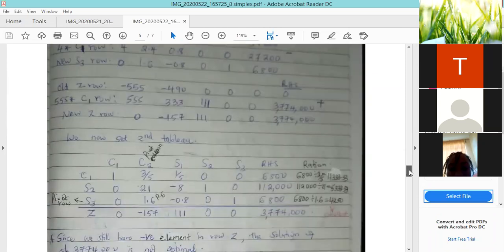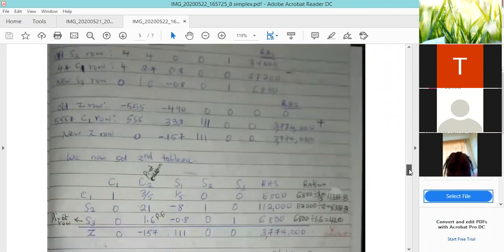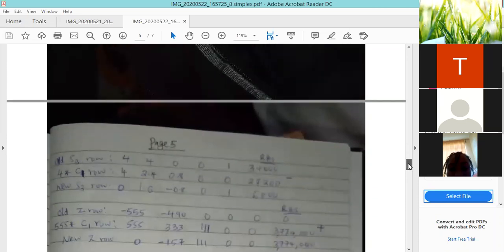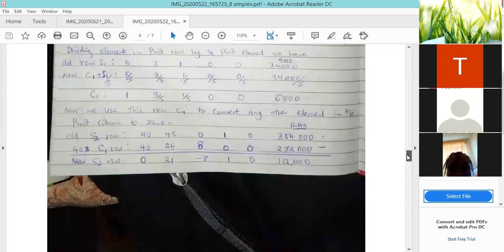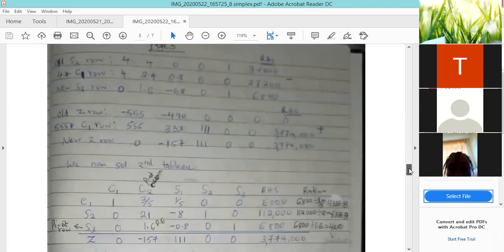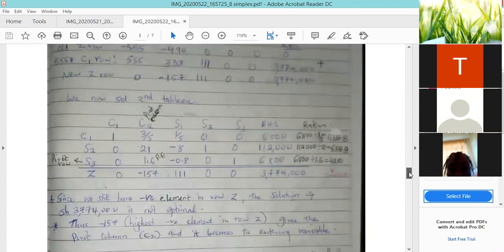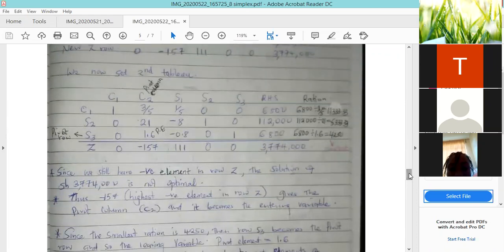And finally, I'll have converted all the elements in the pivot column, apart from the one corresponding with my entering variable. All the others are now converted to 0. So what do we do? We set our next table. And when we set our next table, remember, we are bringing in the C1 where we had the S1 row, because this was our entering variable and the other one was to be our leaving variable.